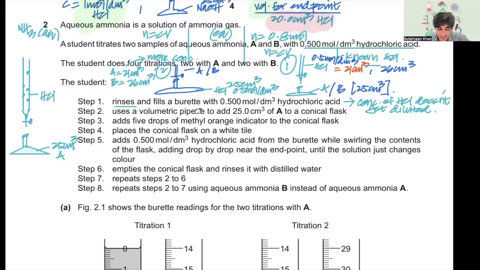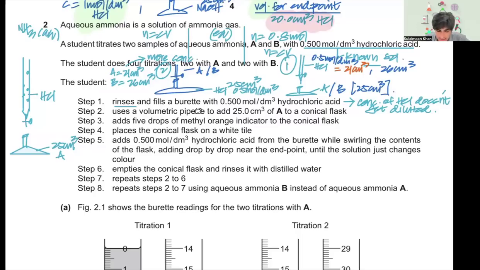Well, he uses a volumetric pipette. See, in the ATP the most important thing is to figure out the question, read the question carefully. Pipette takes more of what? I've never said a pipette takes more of what. I just said it takes longer to use a pipette than a measuring cylinder, but a pipette is more accurate than a measuring cylinder. Okay.